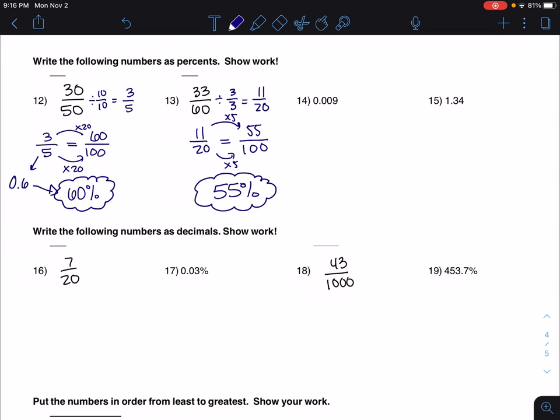For number 14, I'm going to use my decimal to percent, and I'm going to move the decimal 2 places to the right. And this is going to be 0.9%. And then 1.34, I'm going to move to the right 2 times, and I get 134%.